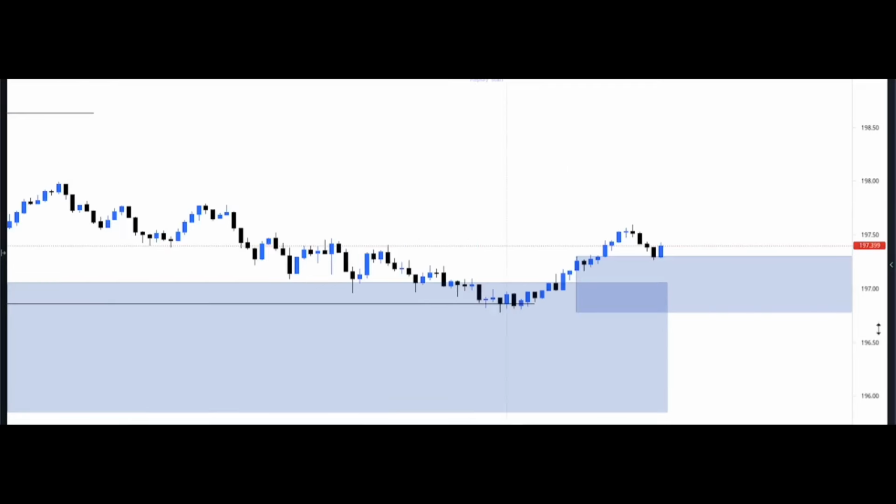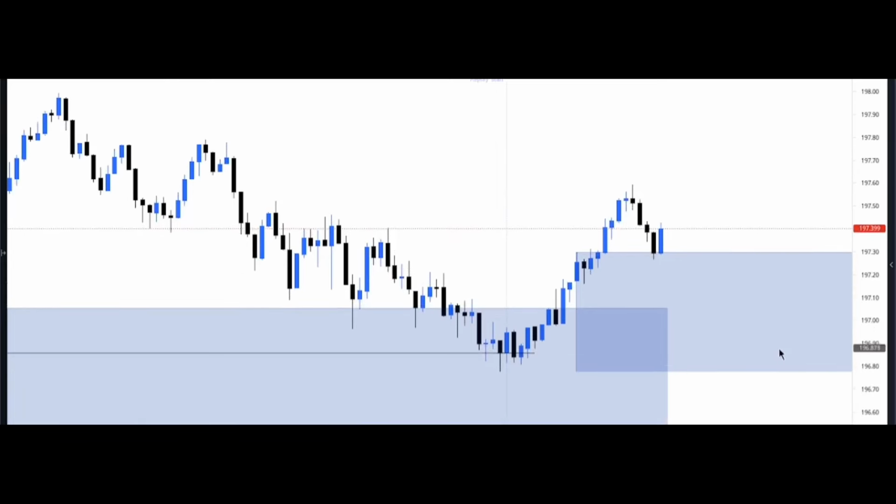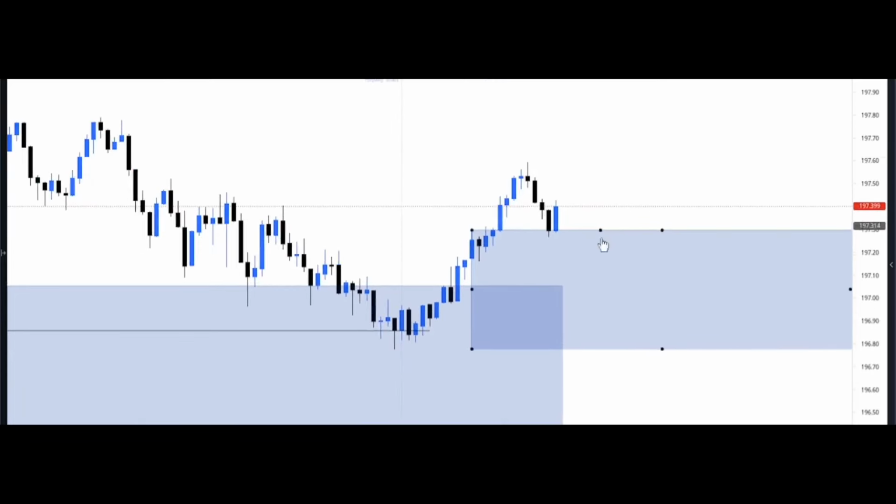Now, this is the 5M. This is that area of interest that we have just marked. Okay? If you want to refine this area of interest, as you can see, where can we refine it to? Look at this candle. Took out the low of this previous candle. So this becomes your new area of interest. Simple. That's your new area of interest.